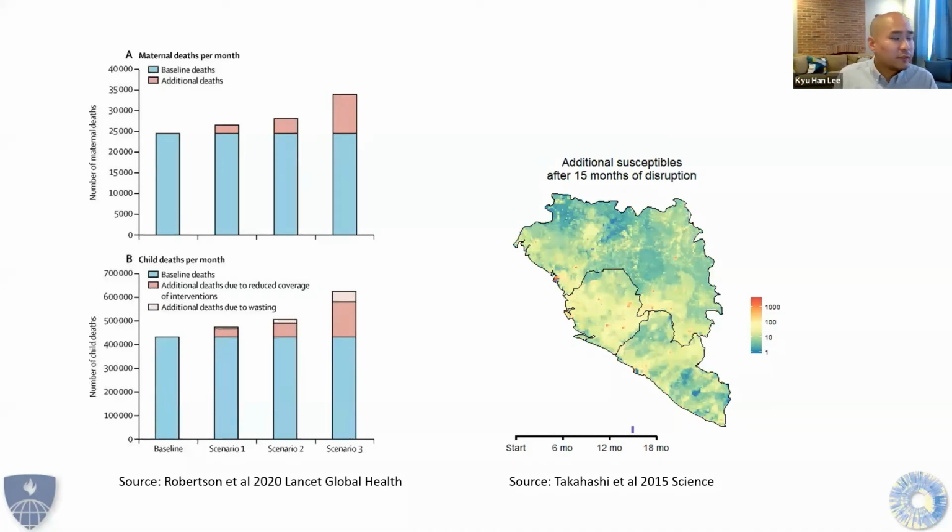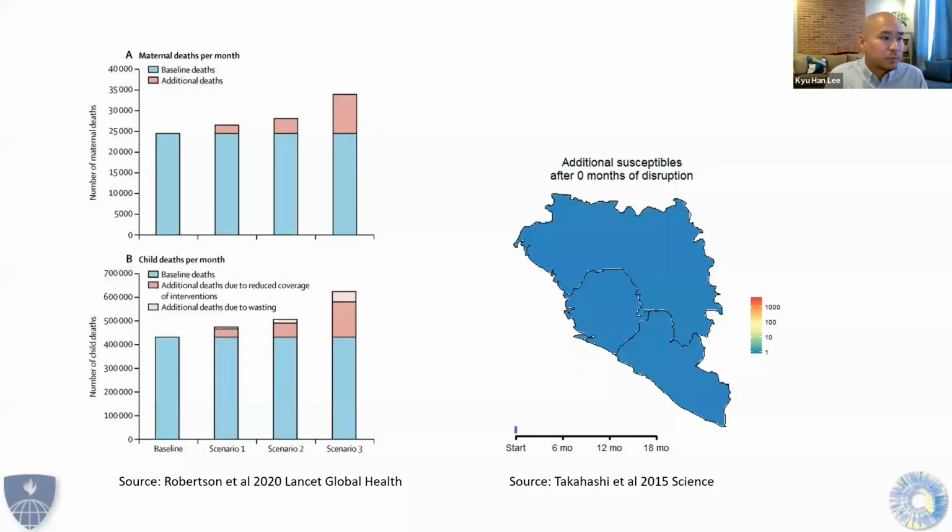The figure on the left is a recent paper by colleagues here at Hopkins who show that just small changes in the coverage of healthcare are going to cause major increases in excess mortality, both in terms of maternal deaths and child deaths.